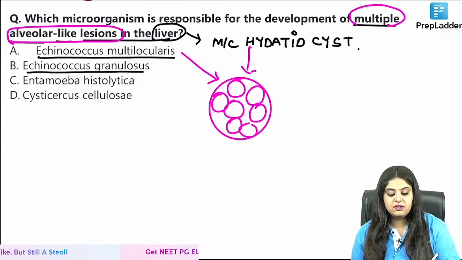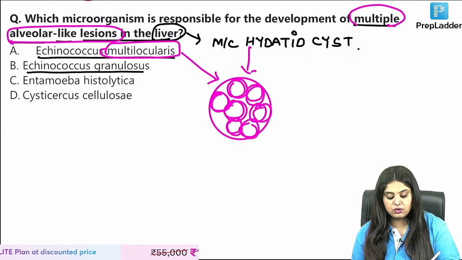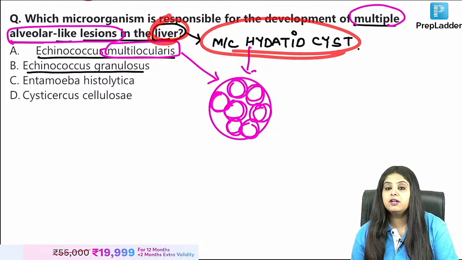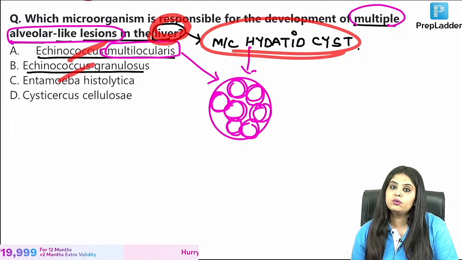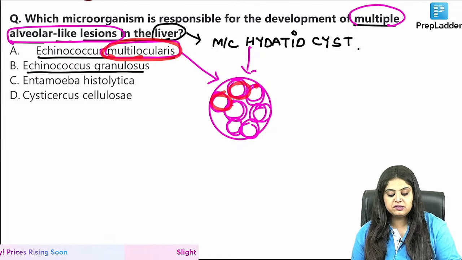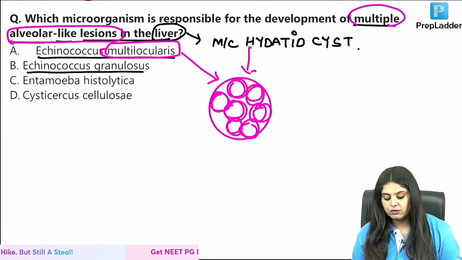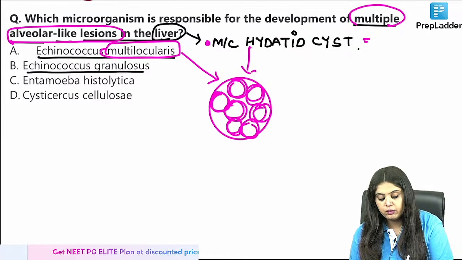And now the answer will be multiple locules. So that is multilocularis. Please be very sure that the most common site will always be the liver, whether it is the first option or the second option. When will you mark the first option? Only when the examiner says the cyst has these alveoli-like multiple locules. Answer is multilocularis. So yes, the most common site is going to be the liver.